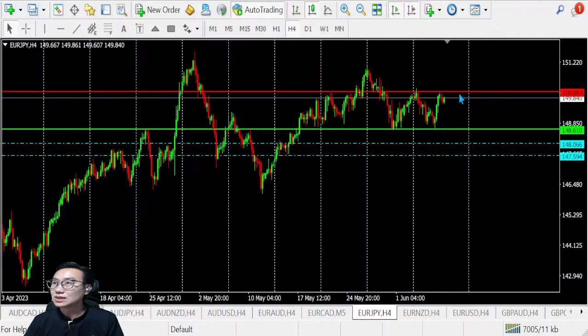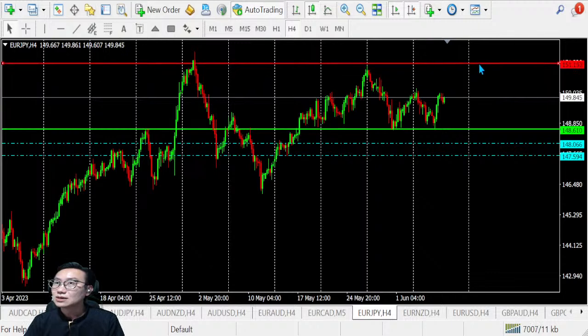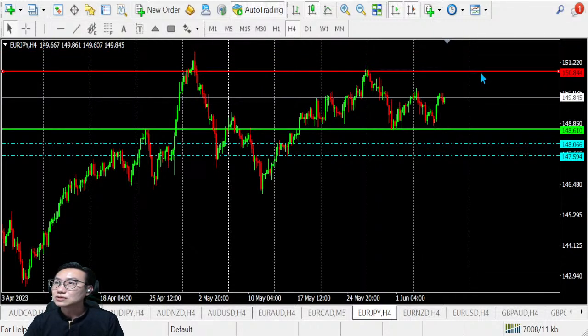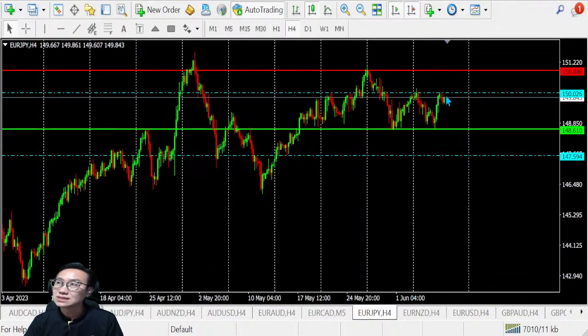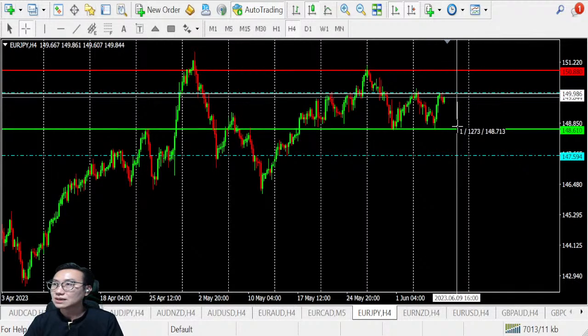As we can see, there's one resistance here, and also one resistance up there, or even higher up. So let's see this area first. Let's take this level, 150.026. If this is able to hold as a resistance, then we can continue the selling because it may come back here to take this support.